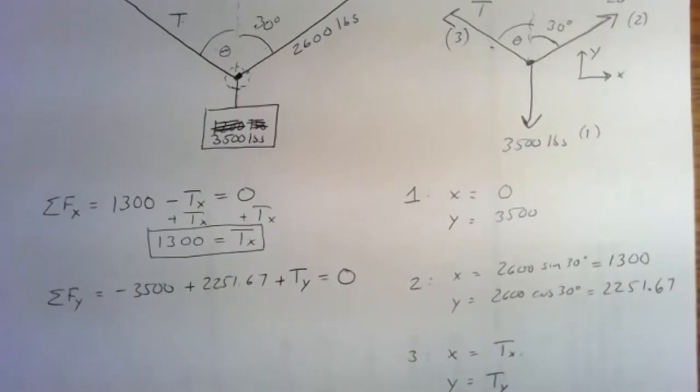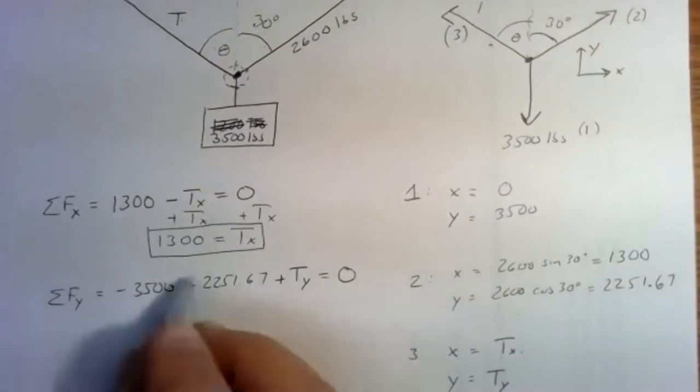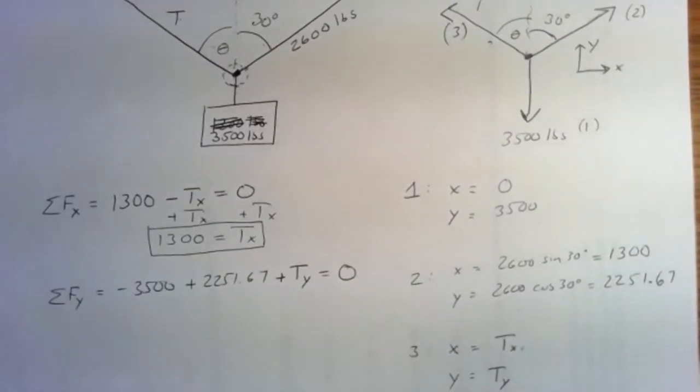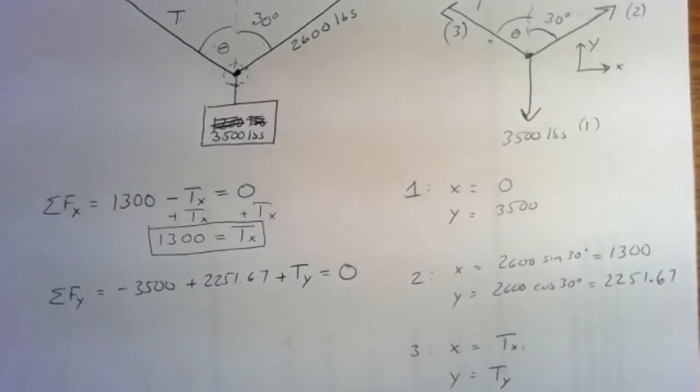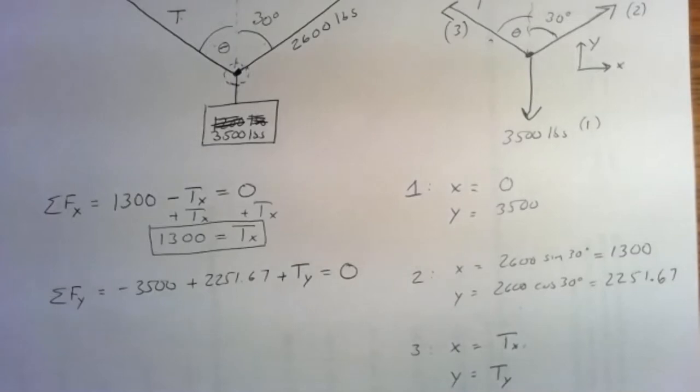For the next equation, we can simplify this down a little bit first here. We've got negative 3,500 plus 2251.67.